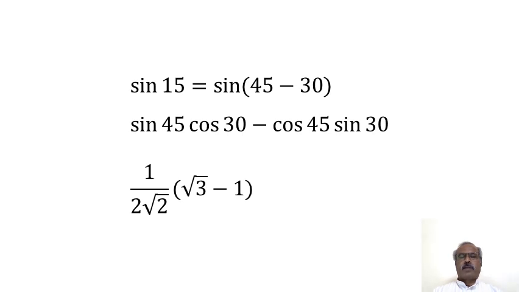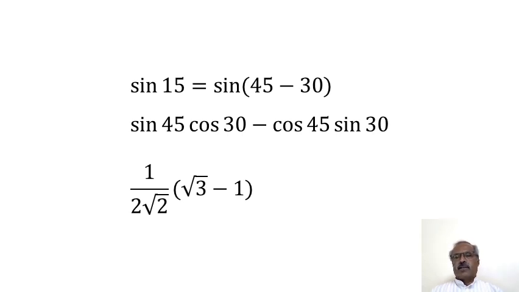This formula helps us to compute sine of 15 degrees, because 15 is 45 minus 30. So sine of 15 is equal to sine of (45 minus 30), which is sine 45 times cos 30 minus cos 45 times sine 30.